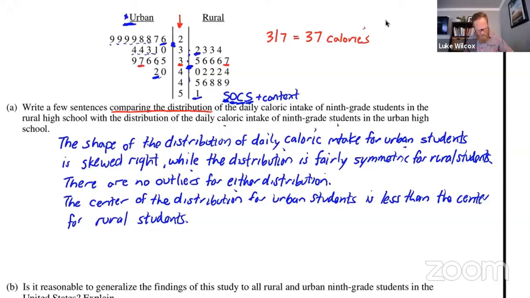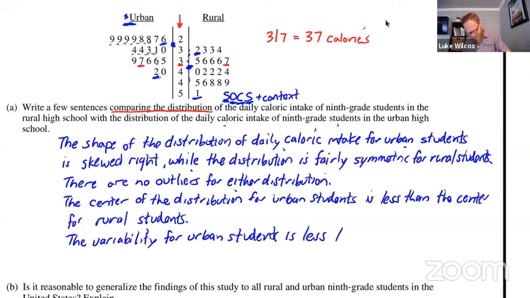So we're going to say the variability for urban students is less than for rural students.